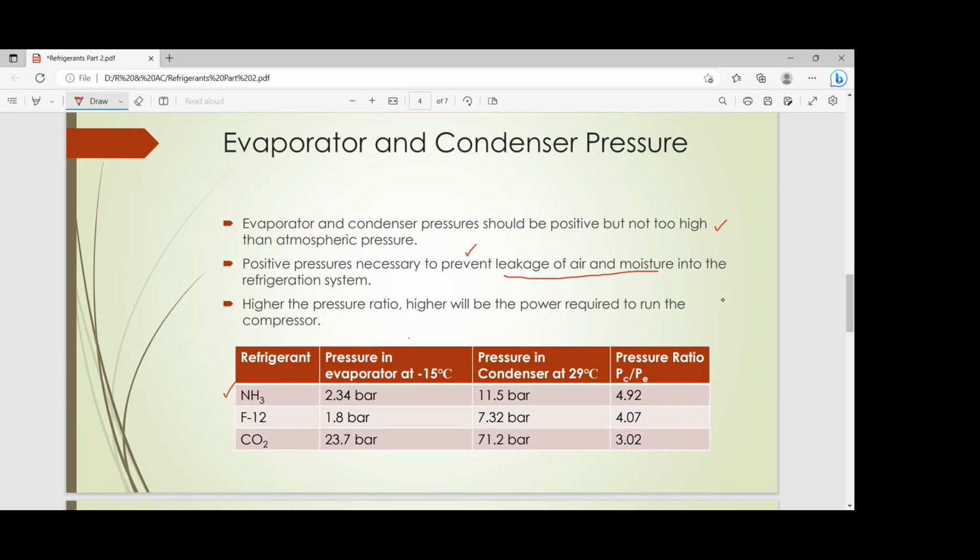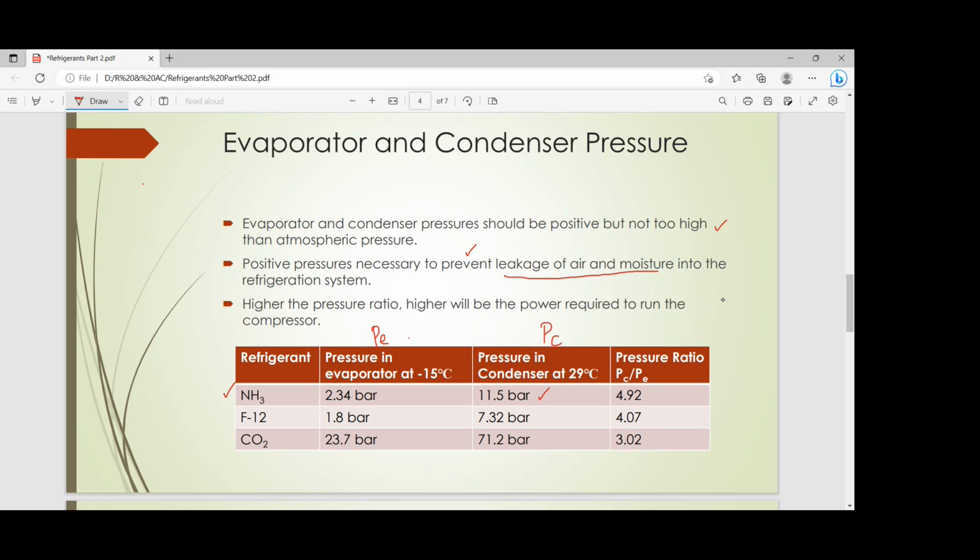Okay, and if you look at the table, for ammonia, 2.3 bar is the operating pressure when the evaporator is maintained at minus 15 degrees centigrade. Similarly, the condenser pressure is at 11.5 bar. So this is, let's say, PC, and this is PE. PE stands for pressure in the evaporator and PC stands for pressure in the condenser. So PC by PE is the pressure ratio. If the operating pressure ratio is high, then in the compressor I am supposed to compress between the condenser pressure level and the evaporator pressure level, right? So at the suction of the compressor.